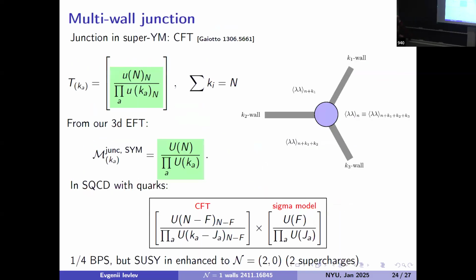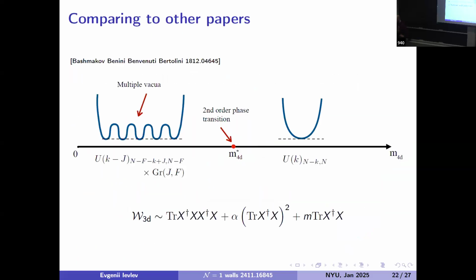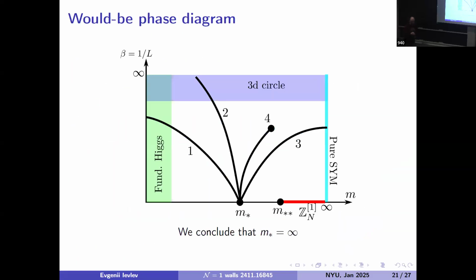And is there an argument that the transition for the one-form symmetry has to happen after the zero-form breaking? No, generally speaking, there is no such argument. It's just that in this particular case, we argue that this M star is at infinity.